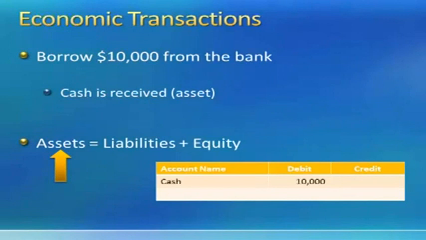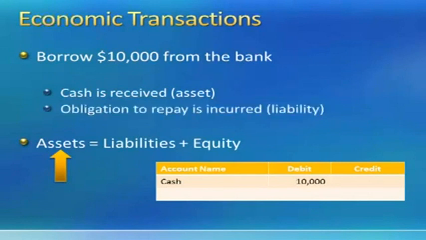The way we record that in the journal is by debiting cash $10,000. Since cash is an asset and assets increase with debits, we're debiting cash. We have an obligation to repay. Therefore, we have a liability increasing. When we have a liability increasing, we're going to credit the liability, in this case notes payable for $10,000, the amount that we're obligated to repay.